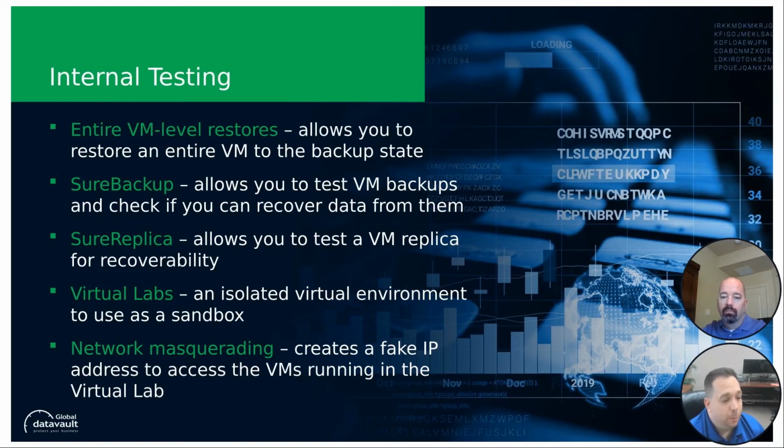So what network masquerading is, it's a real production IP on the customer side that connects into a fake IP in the virtual lab that allows the customer to access the VM from the production network without causing a DNS or IP conflict.